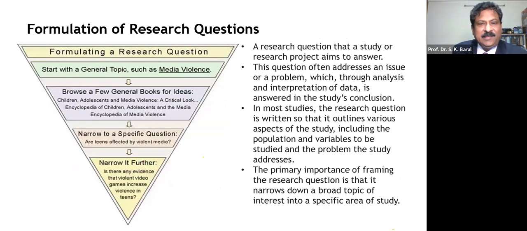So with this, you have to prepare a questionnaire, and the questionnaire preparation must be in a very narrowed-down form, so that it will make your question more appropriate, so that you will get the answer through the literature review. For example, start with a general topic: media violence. You are going to write some article on media violence.